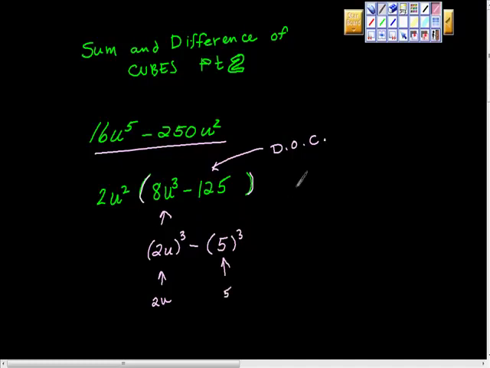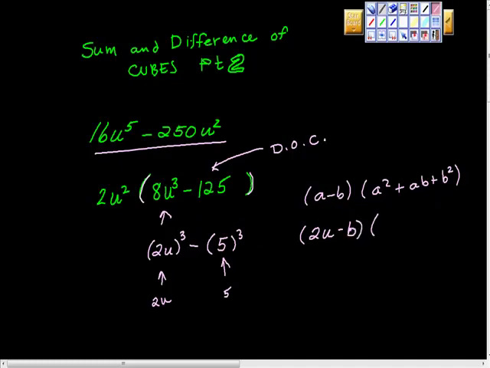So now I'm going to use the equation that we know, which is that we get A minus B times A squared plus AB plus B squared. And we talked about in the last video that this is formulaic, right? So I'm just going to fill in the blanks here, and we get A, which is 2u. So here's our 2u, minus B. B we said was 5.